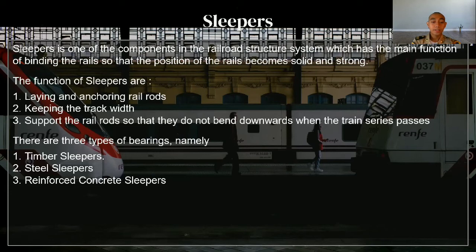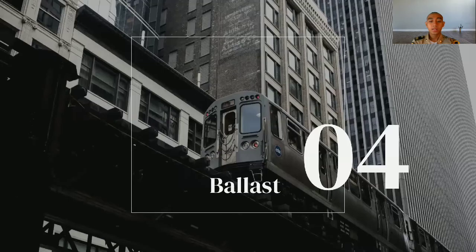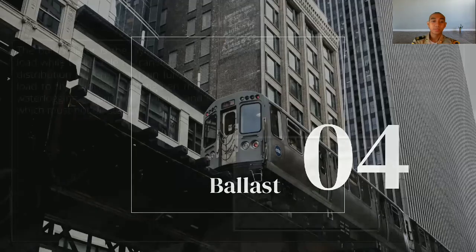And 3, reinforced concrete sleepers are modern bearings today and are the most widely used because they are stronger, durable, inexpensive, and able to withstand greater loads than the other two bearings. And this is a picture of sleepers. And the last is ballast.